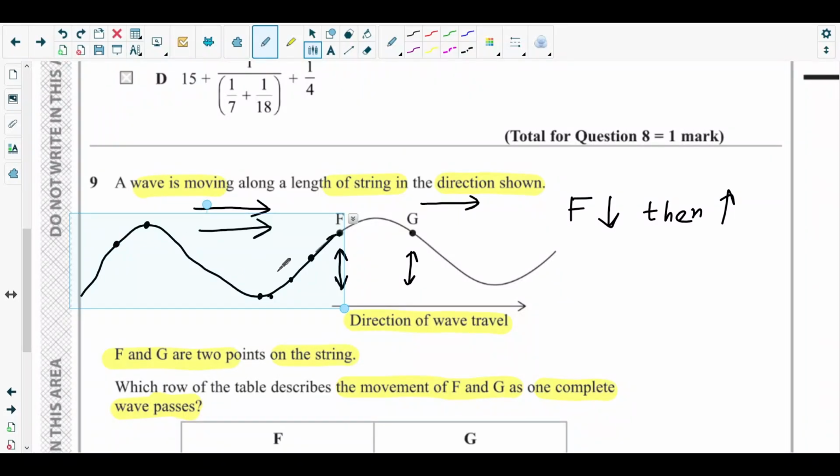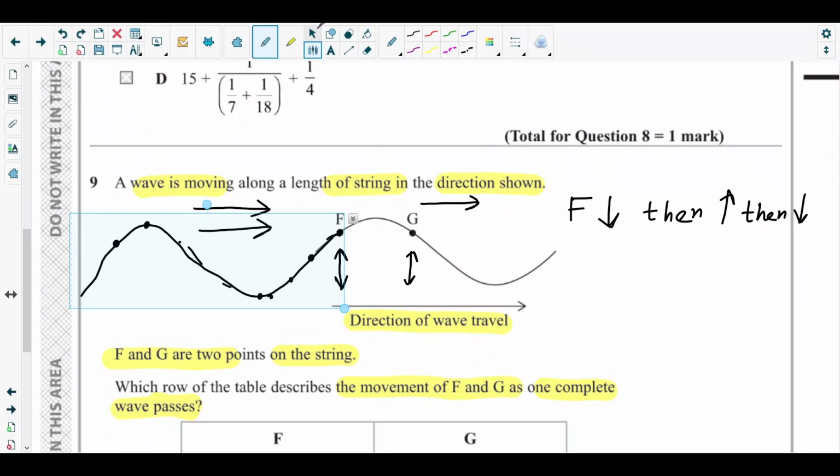So that means it is going down, then going up, and then again will go down. First down, then up, then again down. You have to consider a complete cycle. So from this point to that point, it's not complete. From this point to that point, it's basically a complete cycle. That is 2 pi radian. So we got F should go down, then it will go up, and then again down.